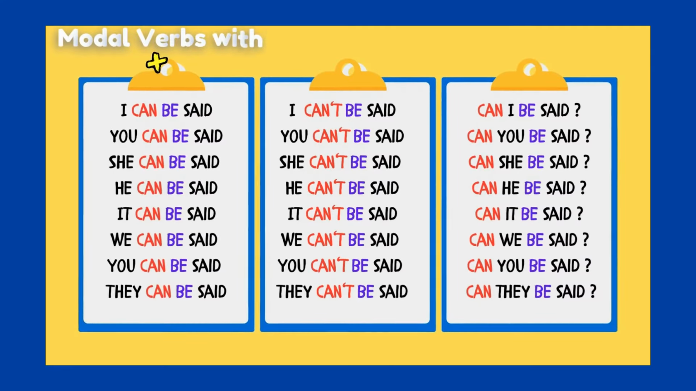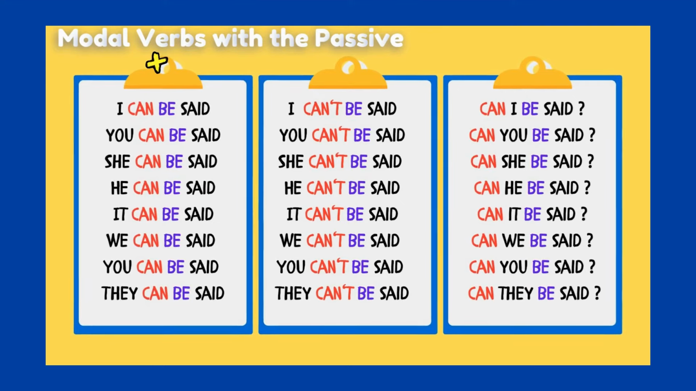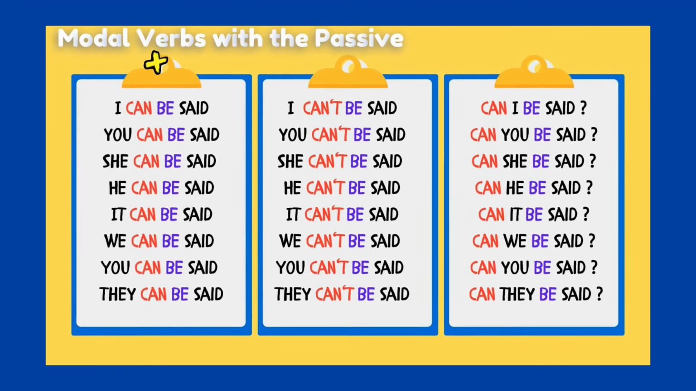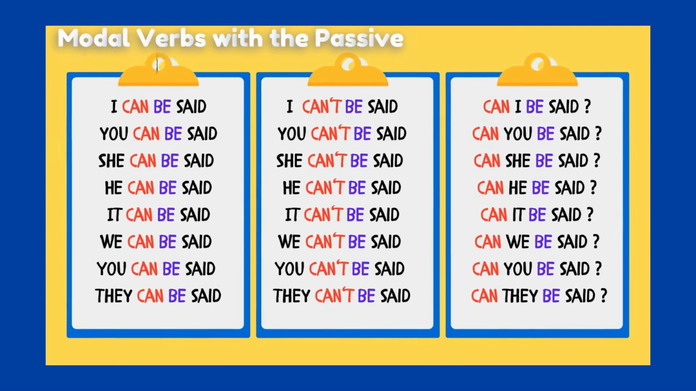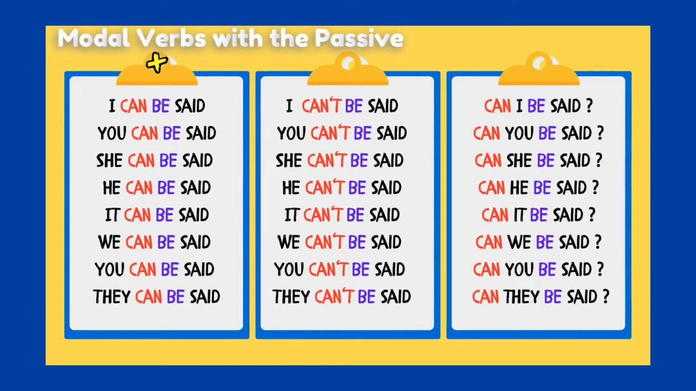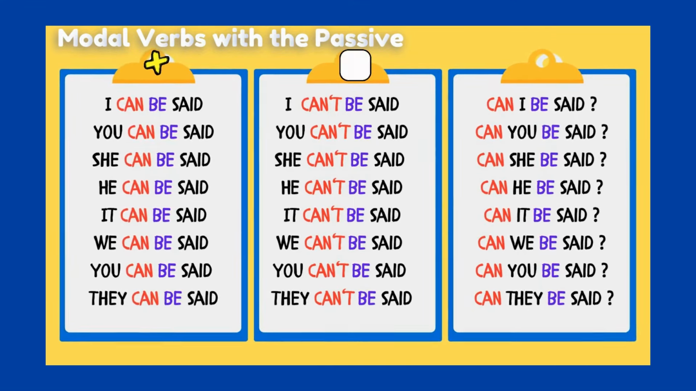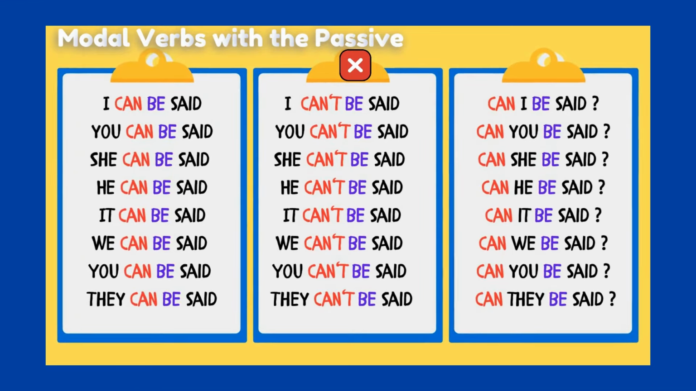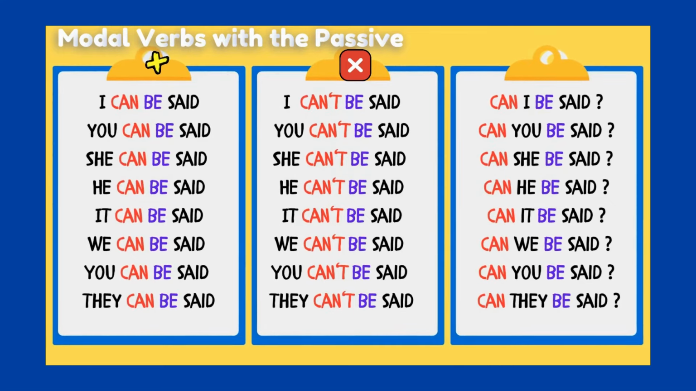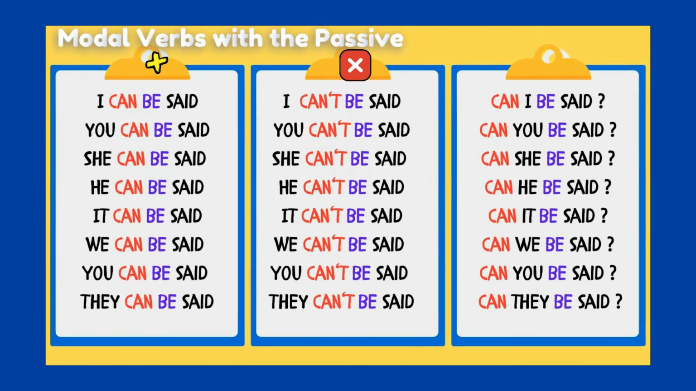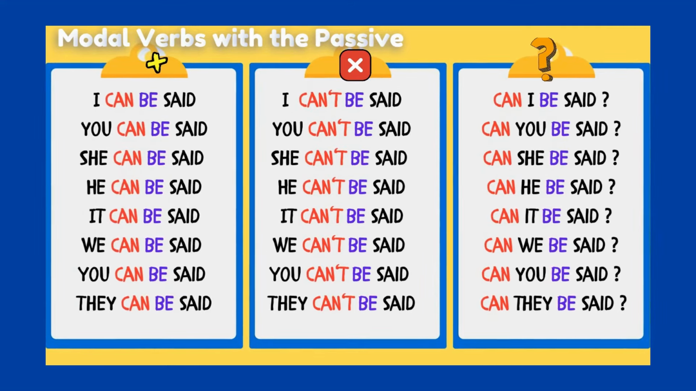For example, in affirmative sentences, I can be said, you can be said, she can be said, he can be said, it can be said, we can be said, you can be said, they can be said. In negative sentences, I can't be said, you can't be said, she can't be said, he can't be said, it can't be said, we can't be said, you can't be said, they can't be said.